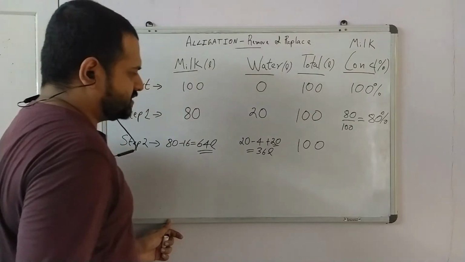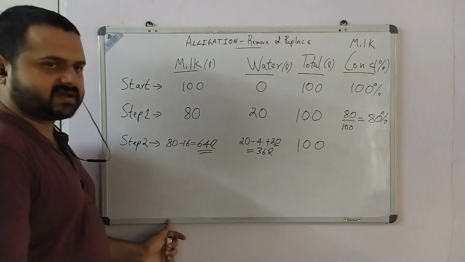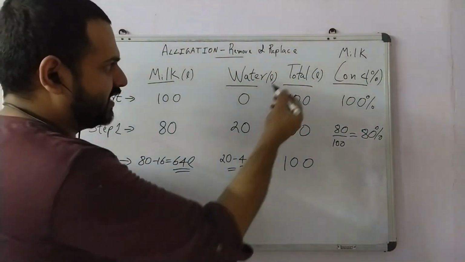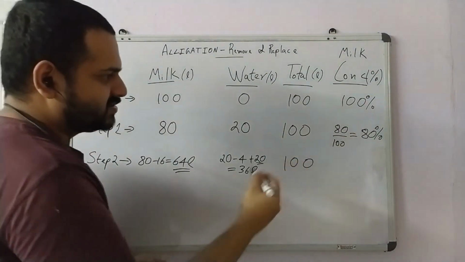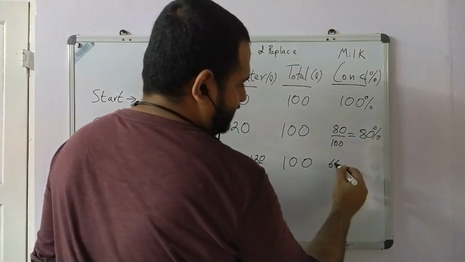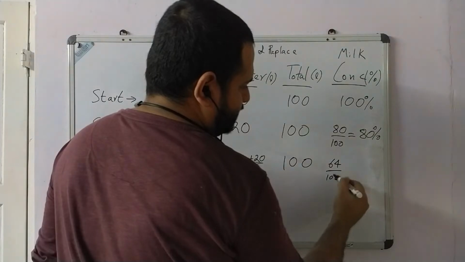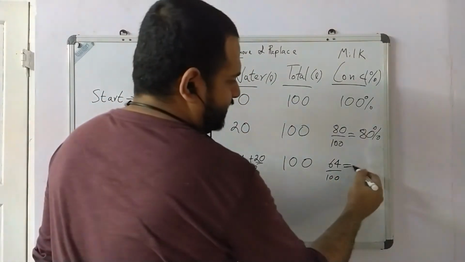And what is the concentration of milk right now? 64 liters. And what's the total volume? 100 liters. So what's the concentration of milk right now in this solution after step 2? 64%, right?